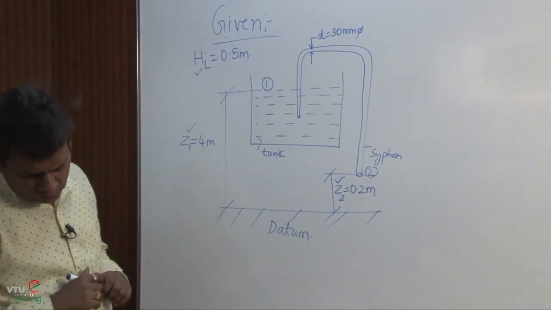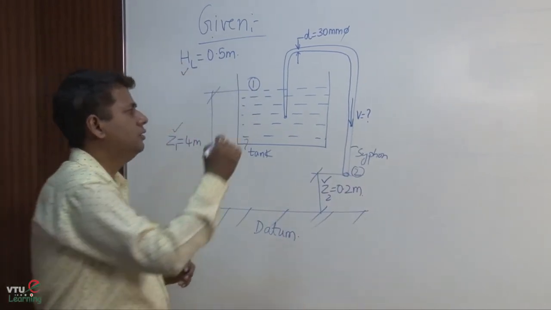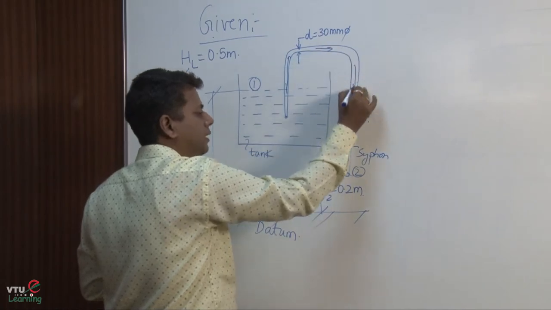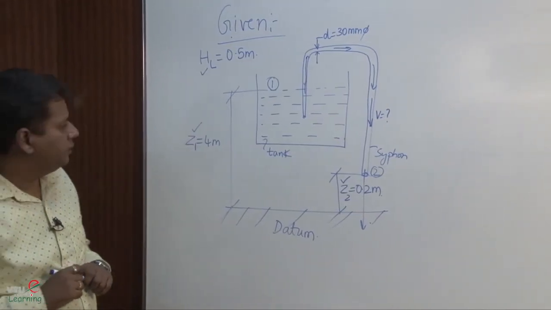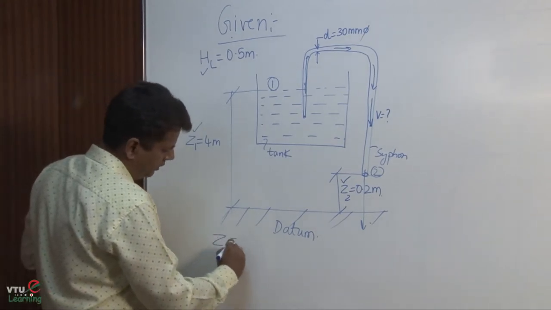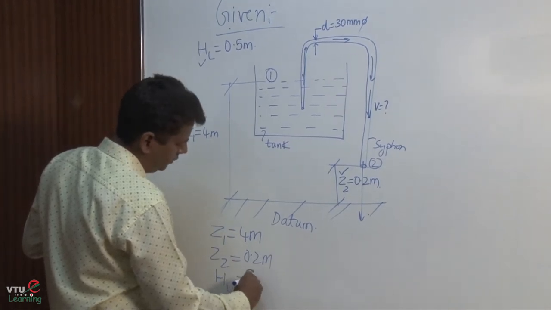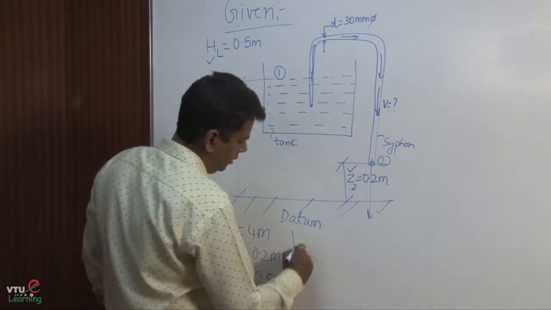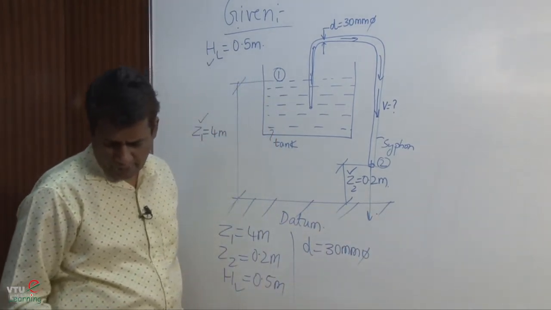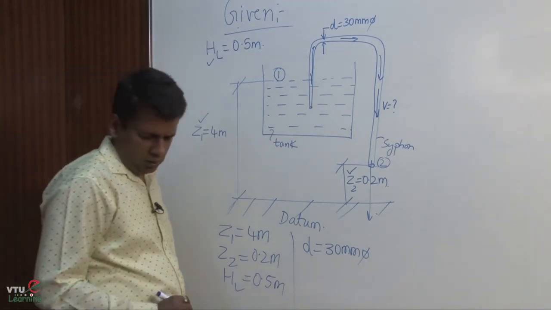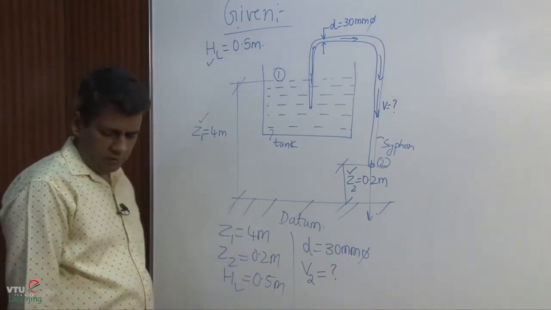So what we have to do is find out the velocity of the fluid. The fluid is coming out like this, right? We have to find out the velocity of the flow. So Z1 is 4 meter, Z2 is 0.2 meter, HL, head loss due to friction, is 0.5 meter, right? Diameter of the siphon tube is 30 millimeter. So we have to find out the exit velocity.